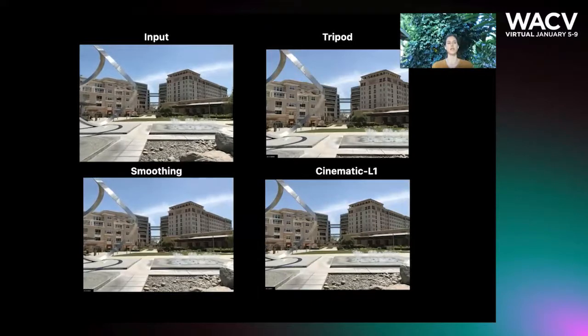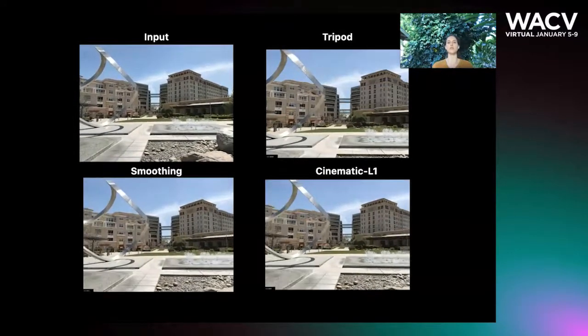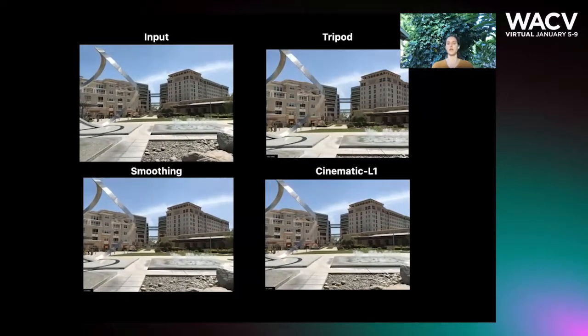In this example, tripod stabilization introduces significant crop and distortion, while simple smoothing is always drifting slightly. L1 first pans and then locks onto tripod.